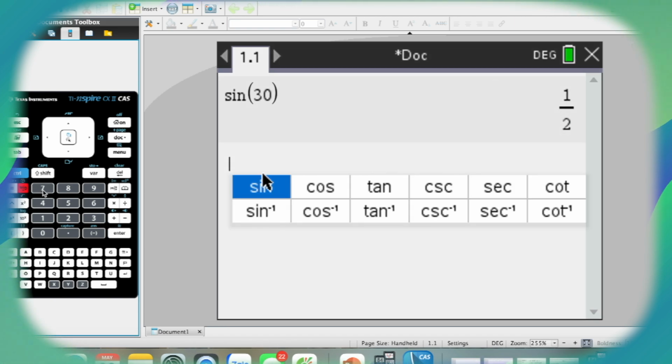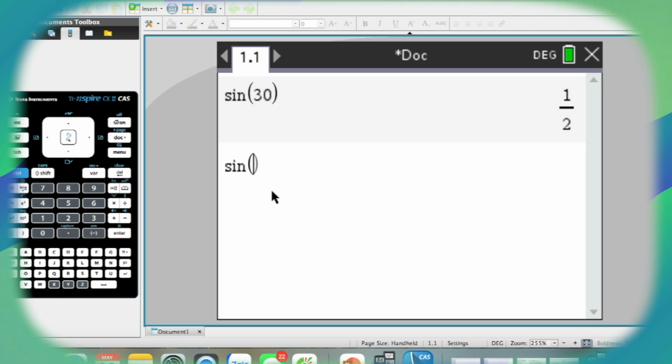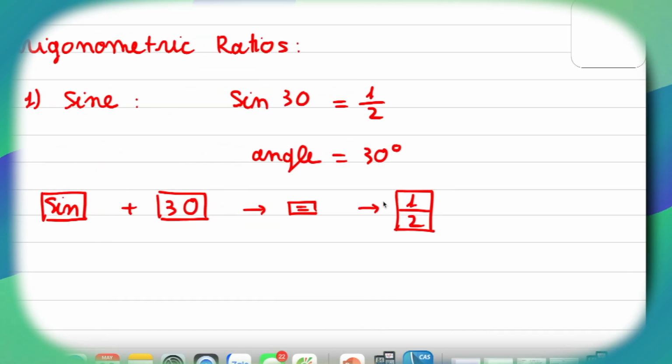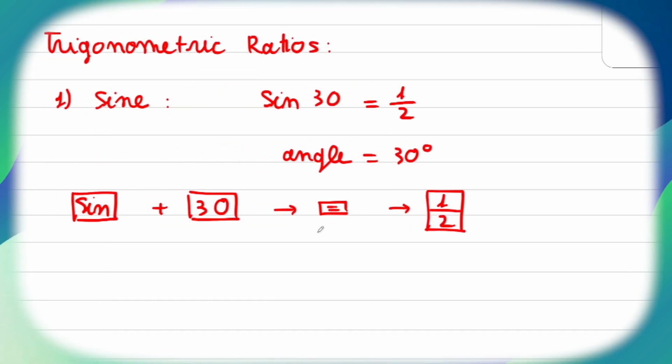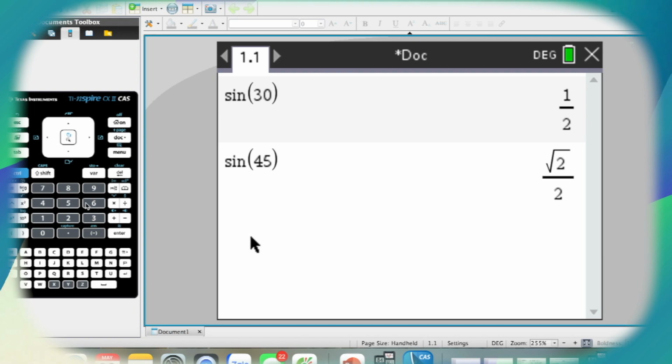Another way of calculating, you use the sine button one more time, and I will use the angle 45, and enter, you will have square root of 2 over 2 here. Yes, that is the way you can figure out the value for sine. So using your calculator by yourself, calculate sine 90 degrees and sine of 180 degrees. Okay, now step by step we will figure out the values.